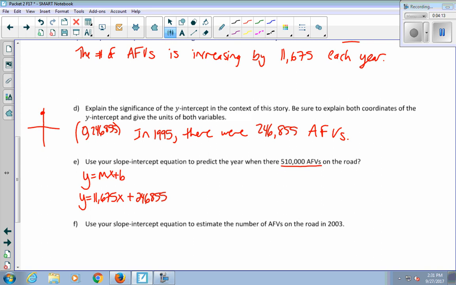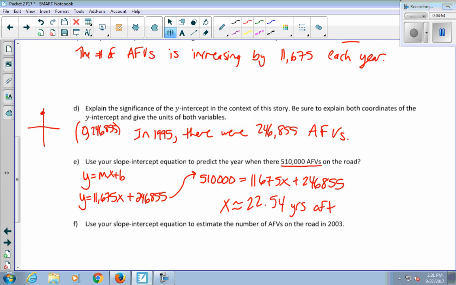So which is AFVs, X or Y? It's Y. So I'm going to go ahead and replace the Y with 510,000 equals 11,675X plus 246,855 and solve for X. So I'm going to start by subtracting 246,855 and then dividing by 11,675, and I get X is approximately 22.54 years. And remember, that is representing years after 1995.